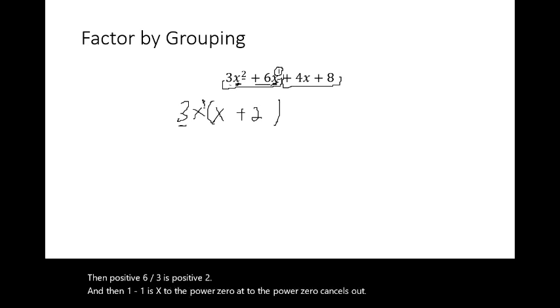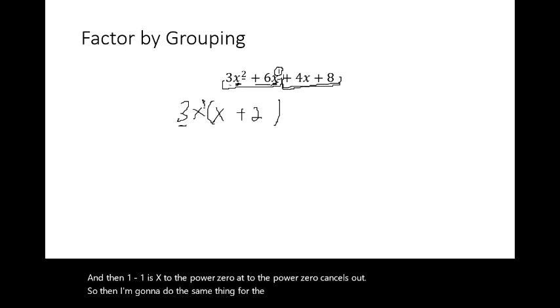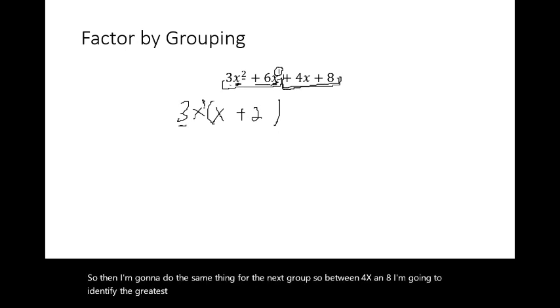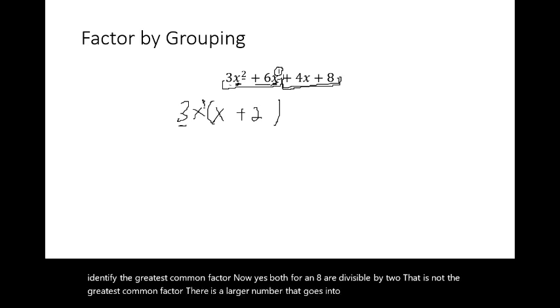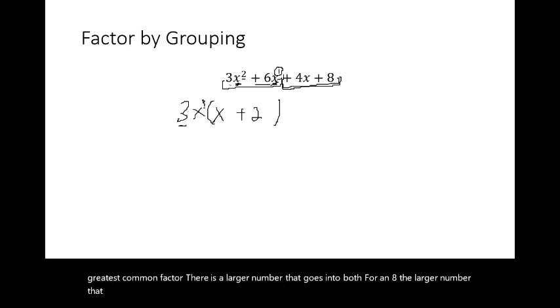So then I'm going to do the same thing for the next group. So between 4x and 8, I'm going to identify the greatest common factor. Now, yes, both 4 and 8 are divisible by 2. That is not the greatest common factor. There is a larger number that goes into both 4 and 8. The larger number that goes into both 4 and 8 is 4.